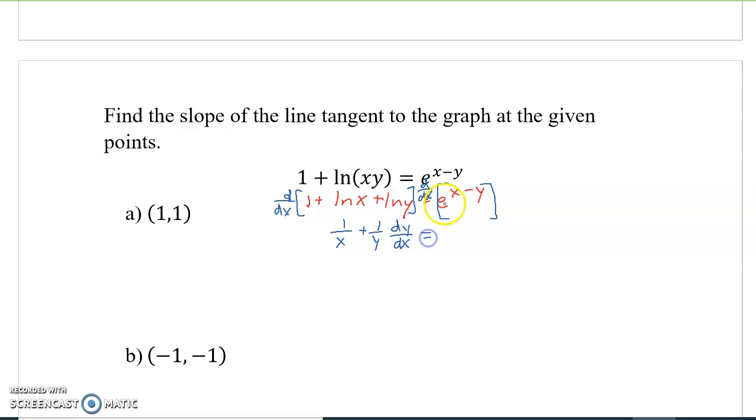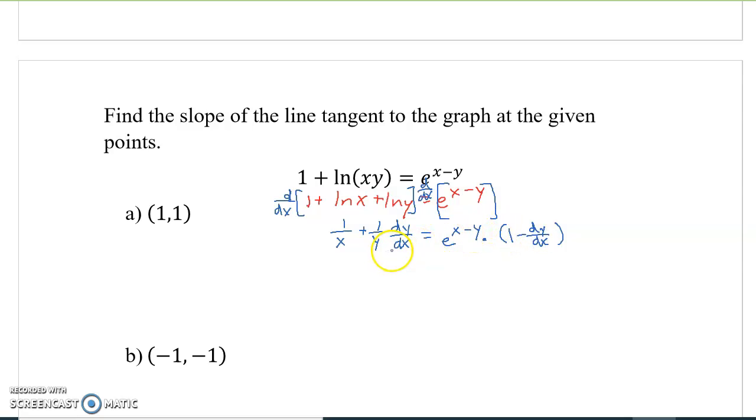And then on the right side of the equation, e raised to a power differentiates to e raised to that same power. And then don't forget the chain rule. Now, people will forget the parentheses here, but that's bad. Make sure that when we take the derivative of this argument, this x minus y, we're multiplying the whole thing, right? So that's going to be 1 minus dy/dx.